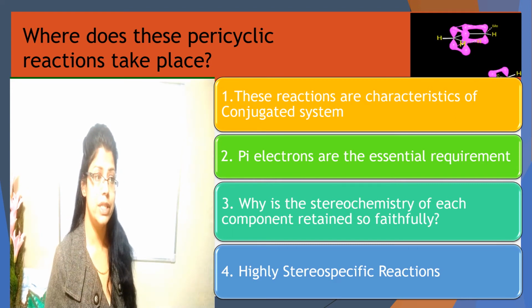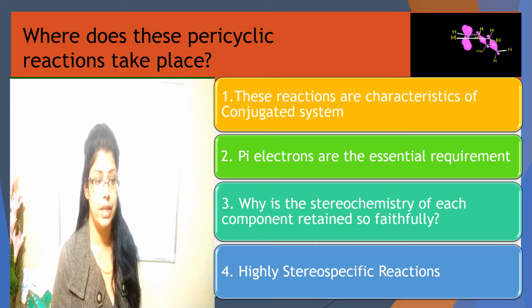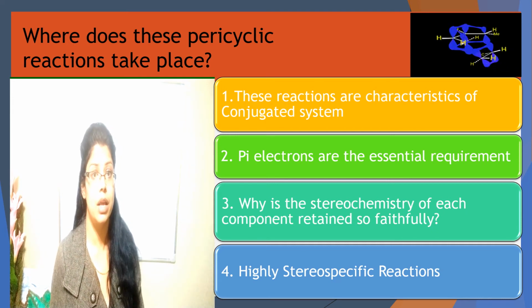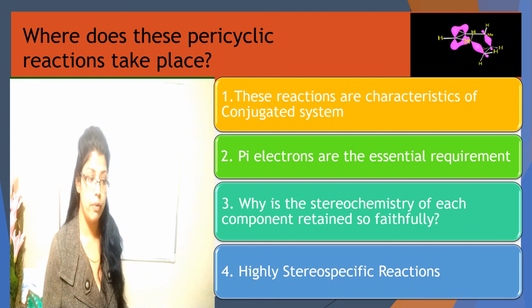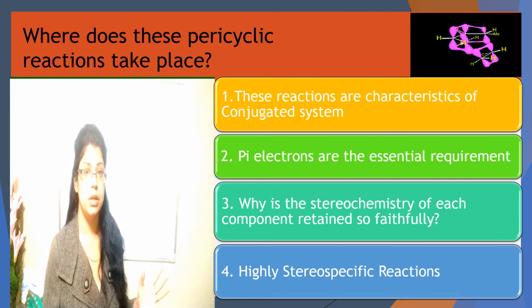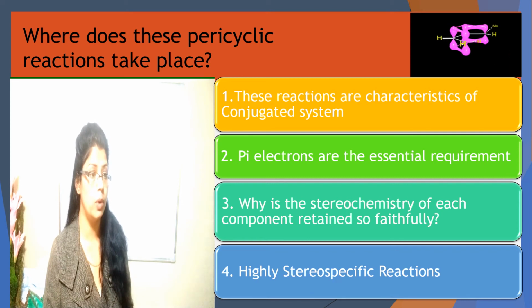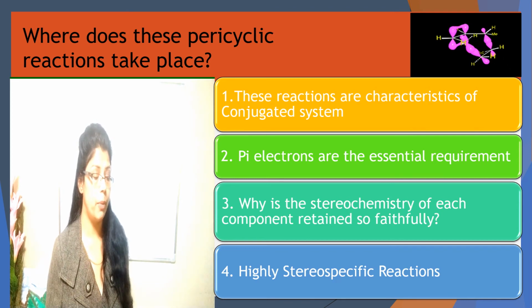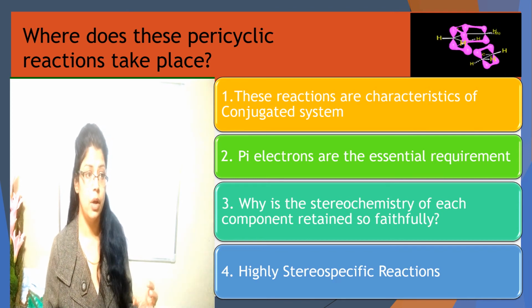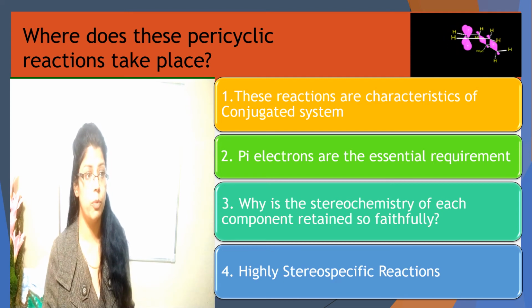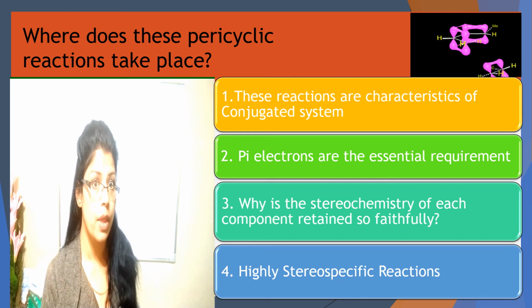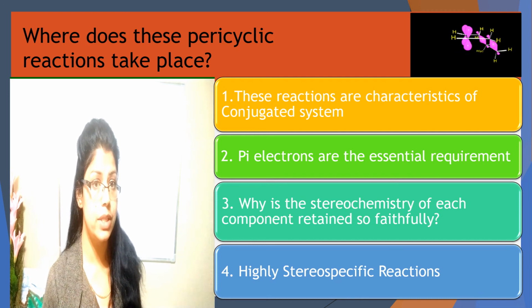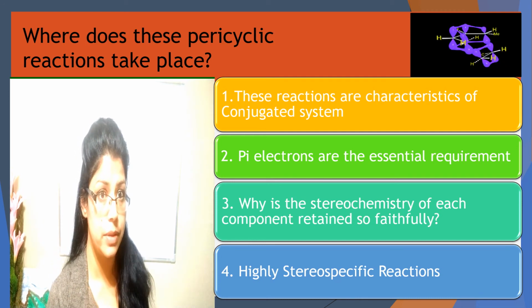So stereochemistry is studied in parallel in these pericyclic reactions. The stereochemistry of wave functions, the stereochemistry of HOMO and LUMO, is very important, because only when the stereochemistry of HOMO and LUMO matches do these reactions take place. All these aspects will be studied further.